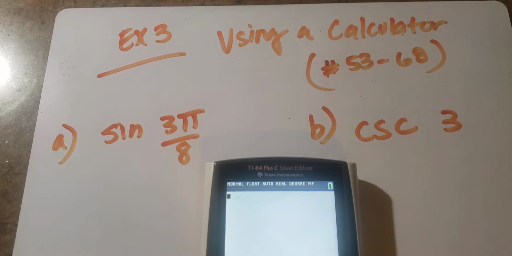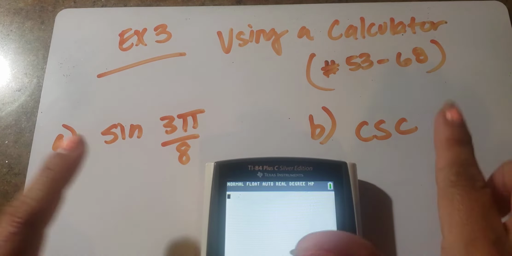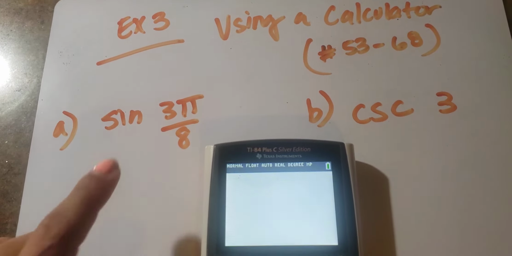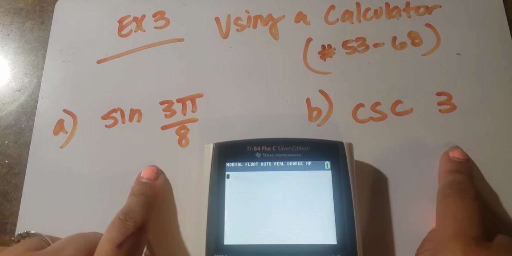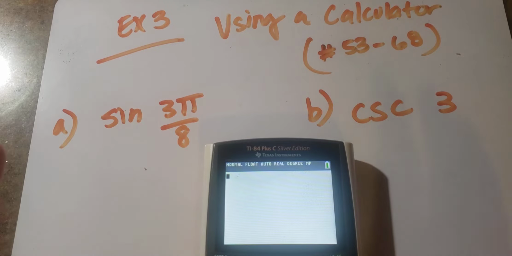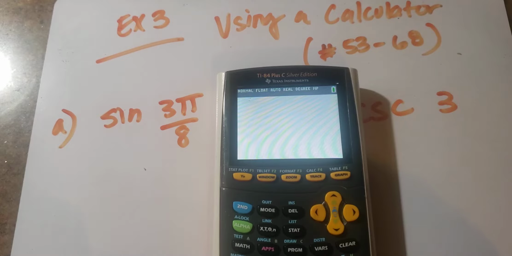All right, boys and girls, the next part is basically example 3. And it's using a calculator, and this is going to help you for numbers 53 to 68. Okay, and I'm doing two examples that are not in your book. So sine of 3 pi over 8 and cosecant of 3. Notice how none of them have a degree, so we're actually going to be working with radians. So the first thing you need to do, depending on what calculator, you need to change it to radians.